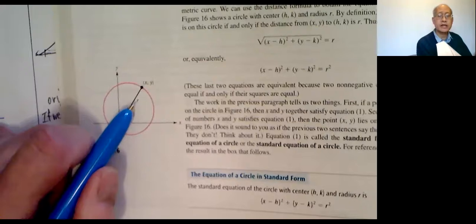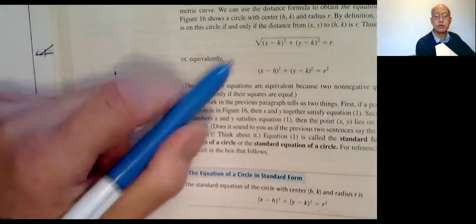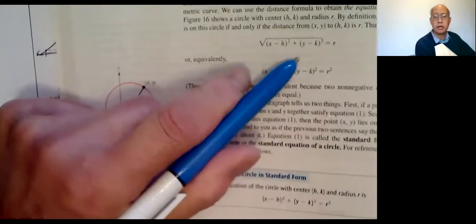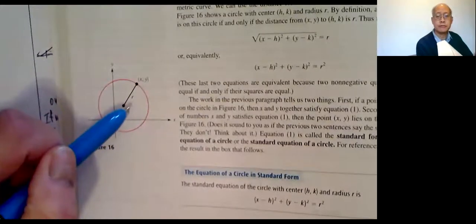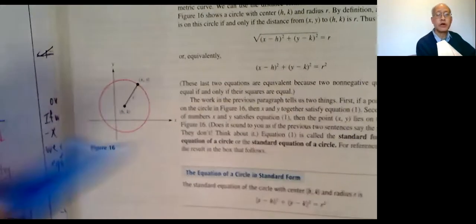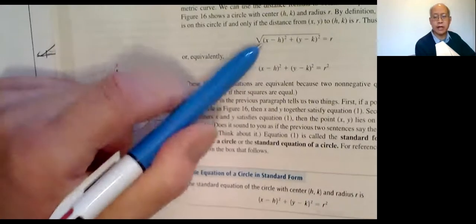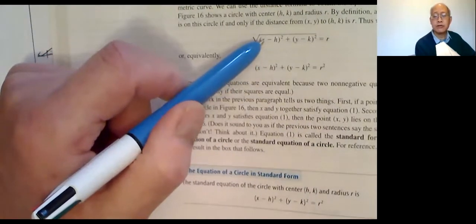So if I use the distance formula, which we saw earlier, square root of (x minus h) squared plus (y minus k) squared, I'm supposed to get R, right? So this is the distance formula for 2 points. So I could use this as the equation of a circle. We usually don't like it like that because we don't like the square root. Okay? So from algebra, how do you get rid of a square root?